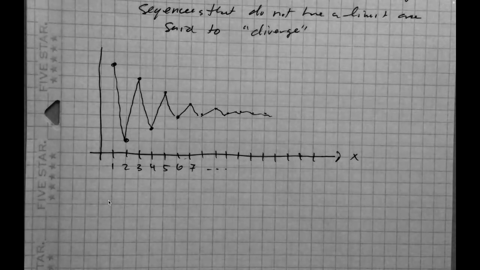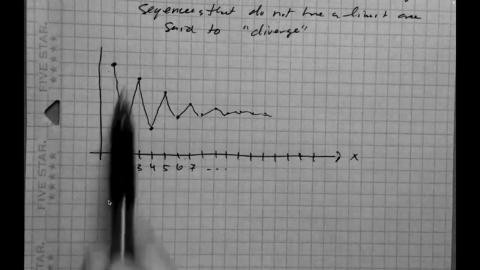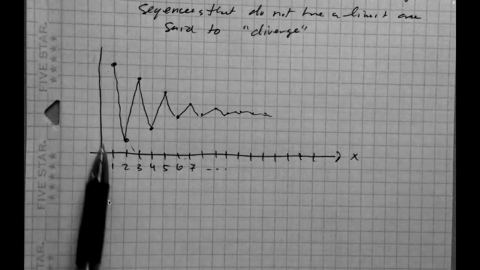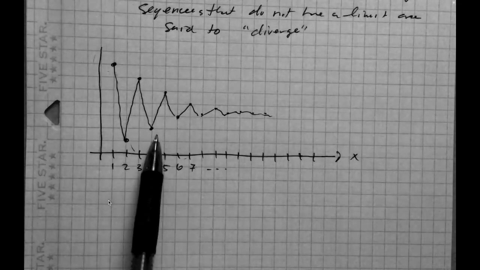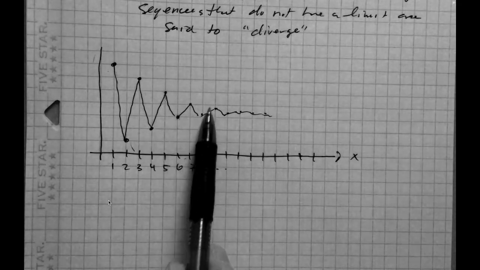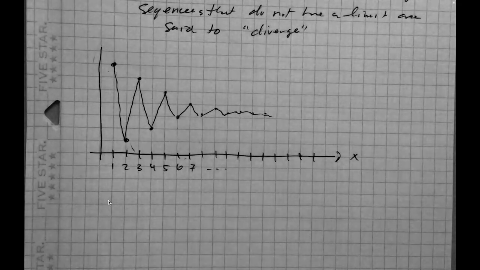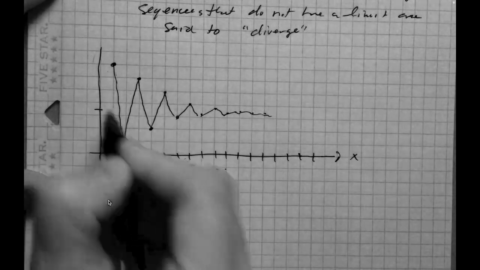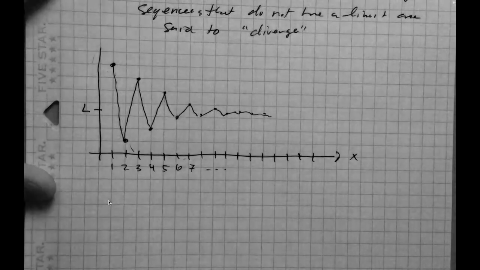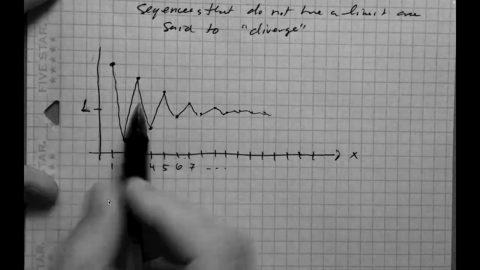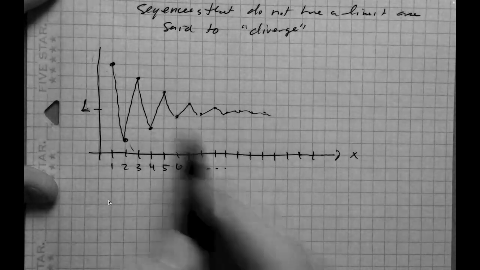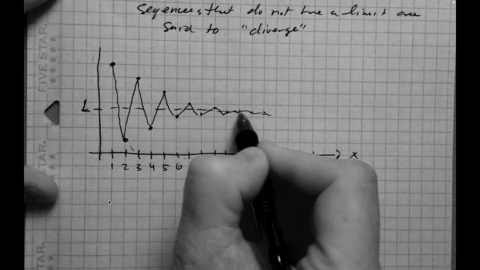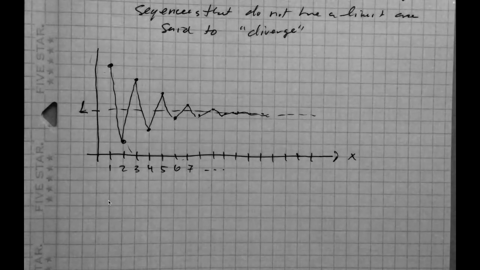Okay, so the sequence maybe does something like this. It starts out with the terms very far apart on the y-axis here, and then as n grows, they tend to come together. Now what this definition says is, here's our limit L. This is what we say the terms are all tending towards. So let me just draw this in here. All right, so that's L.